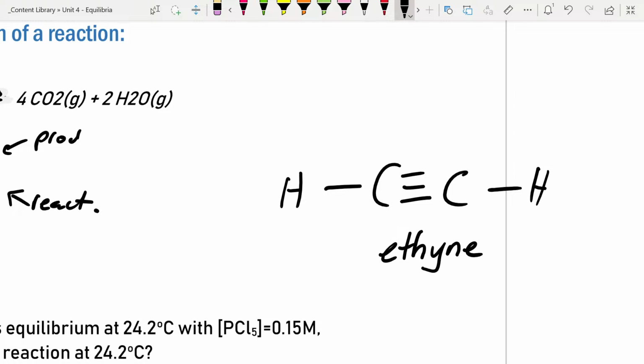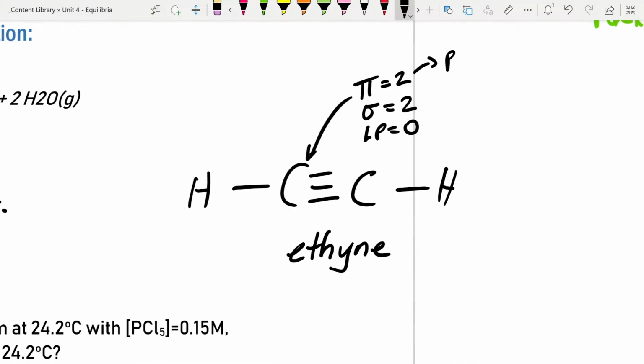Ethyne, good. What's the hybridization state of this carbon? SP what? Well, I guess we can't tell that yet. Let's ask this. How many pi bonds is it making? How many pi bonds? 2. How many sigma bonds? Really? 2. How many lone pairs? None. Okay, what do pi bonds go in? P orbitals. What do sigma bonds and lone pairs go in? sp hybrids, right? And in this case, how many do we need?